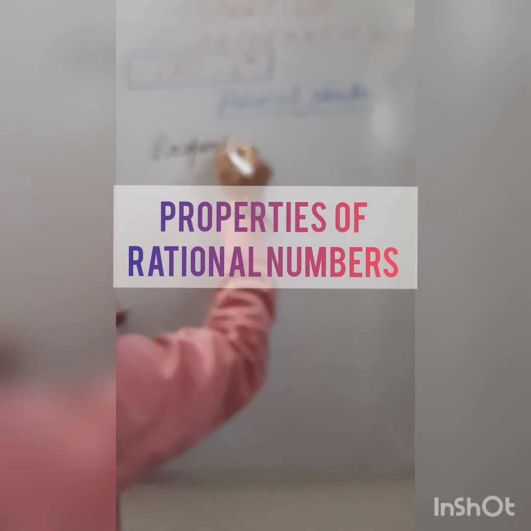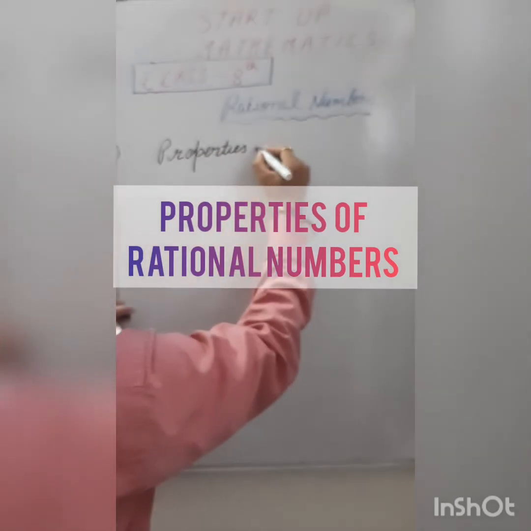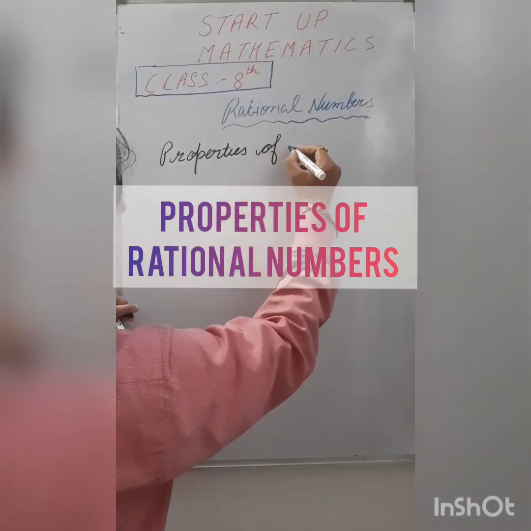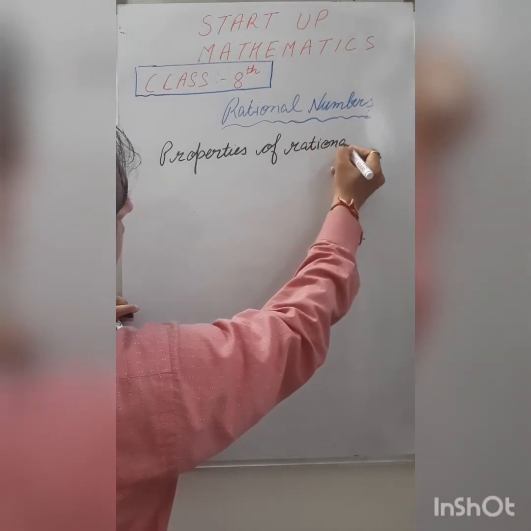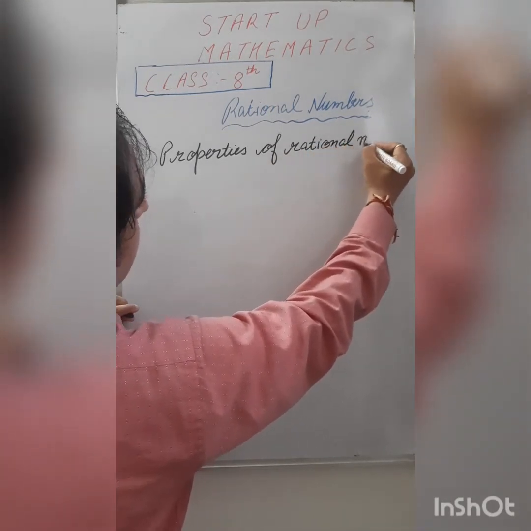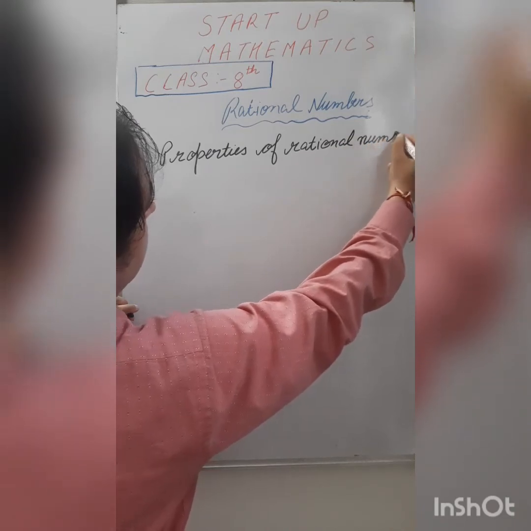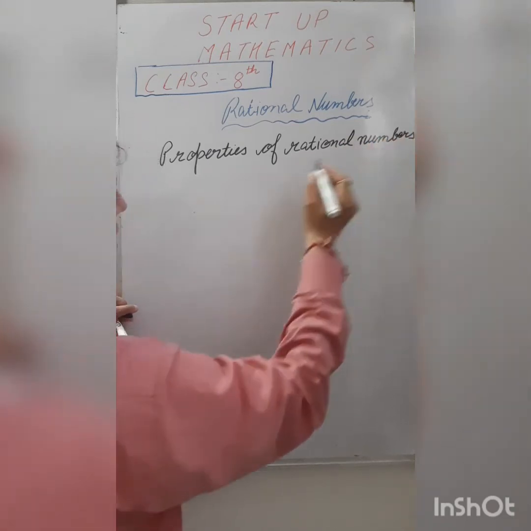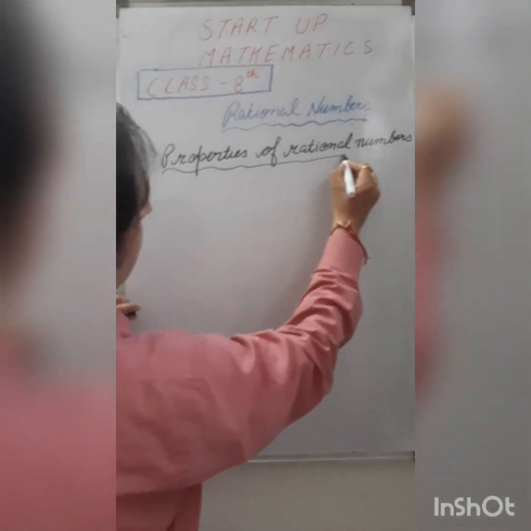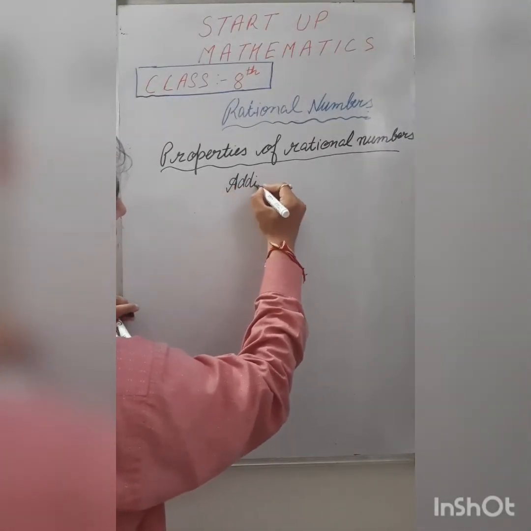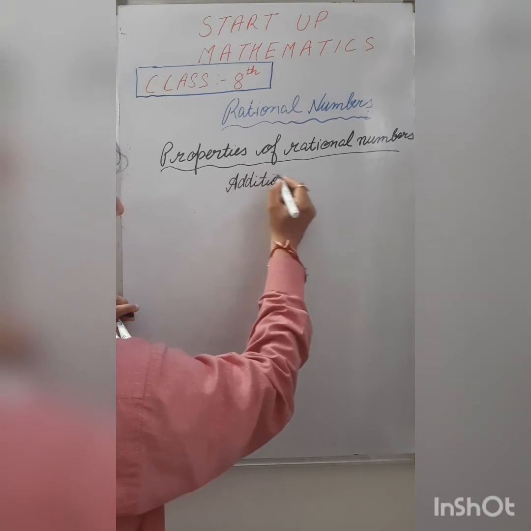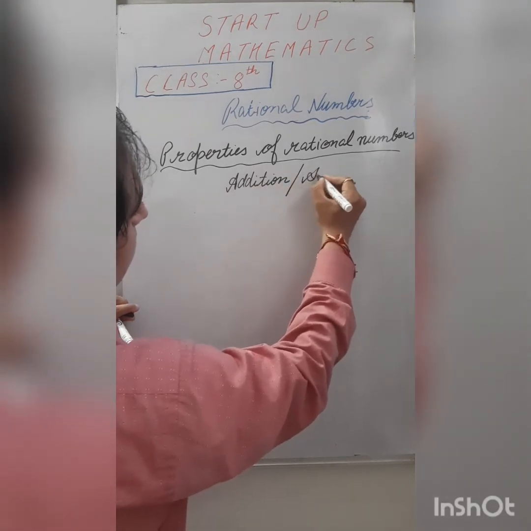Properties of rational numbers. Properties of rational number for addition and subtraction.